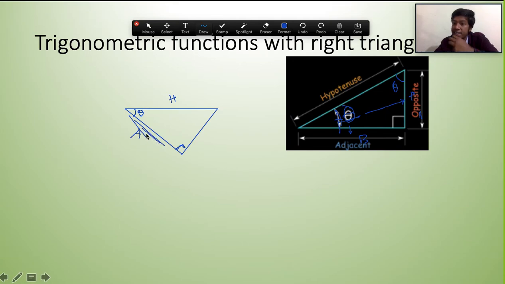So this is called adjacent. Adjacent means something which is near, which is close, and this is true. This side is near to the theta. And this side is opposite. Theta is there, so this is the opposite. So this is how you can figure it out.